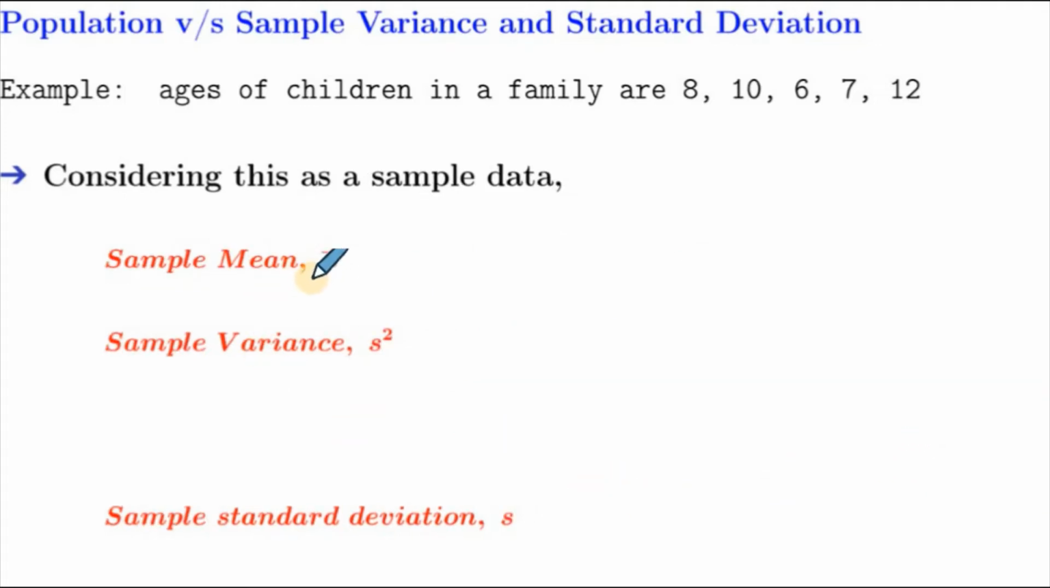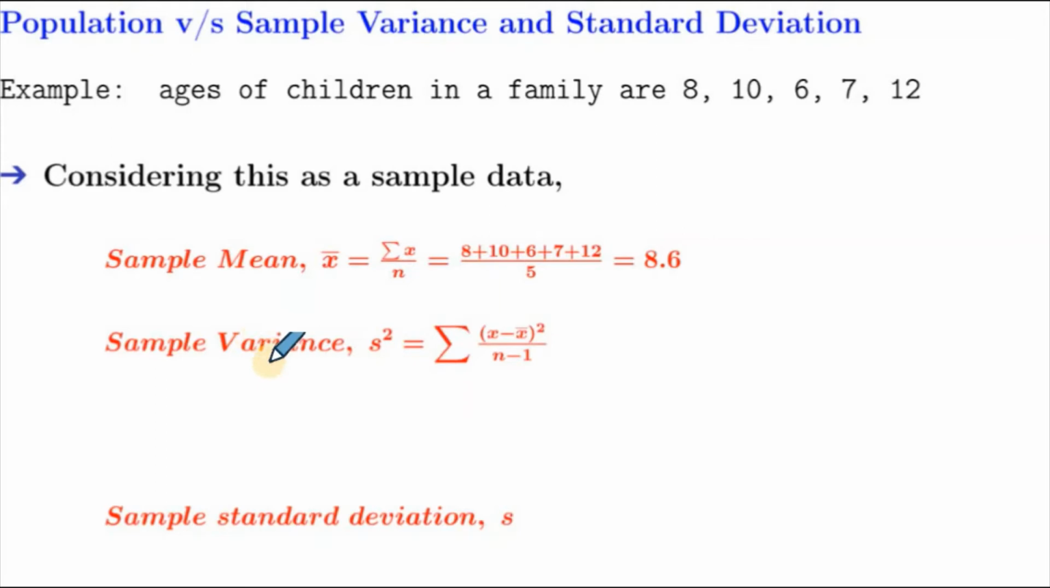Now let's consider this as sample data. And let's find sample mean, sample variance, and sample standard deviation. So the formula for sample mean is sum of x over n. Sum of x is 8 plus 10 plus 6 plus 7 plus 12. These are data values. Okay, and our n is the number of data values. When we do this math, we get 8.6 as a sample mean.